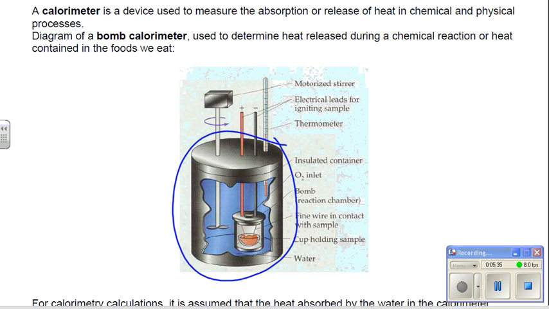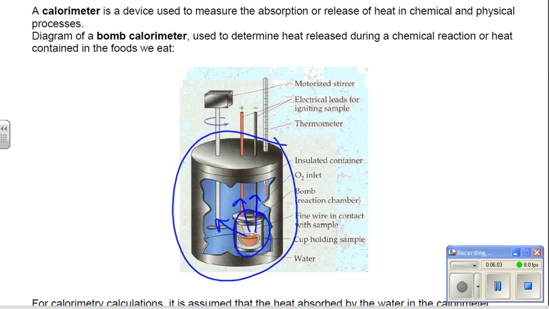Okay, so let's say we have a closed system here. And this container is filled with water, and inside of that container you have a reaction chamber. In this reaction chamber, a reaction will occur. So let's say it's exothermic. Okay, so this exothermic reaction occurs, meaning heat is released from the system to surroundings.